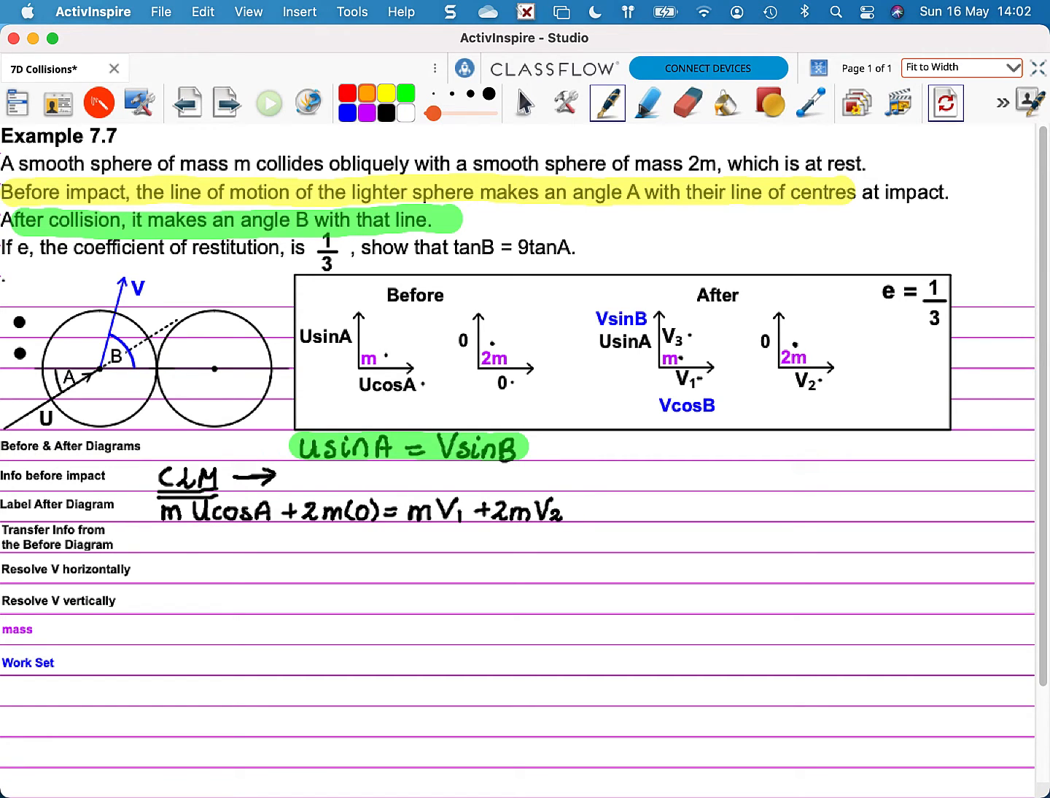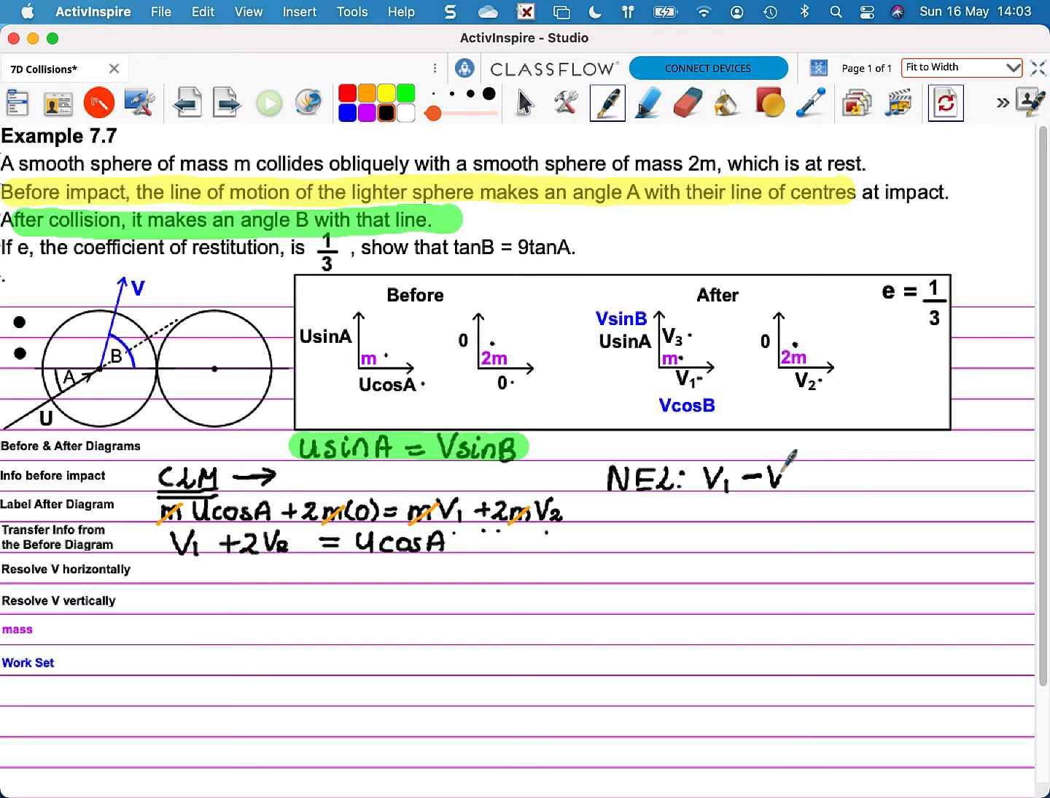We're now going to cancel out the m's, and we're going to rewrite this as v1 plus 2v2. So we've got v1 plus 2v2 is equal to u cos A. And we're going to calculate what v1 is from the equation by solving conservation of linear momentum with Newton's experimental law equation. So we need to now work the Newton's experimental law equation.